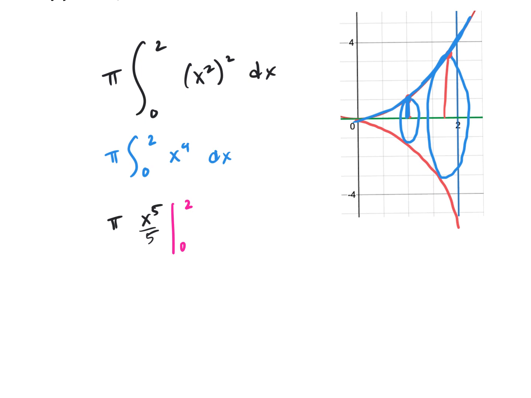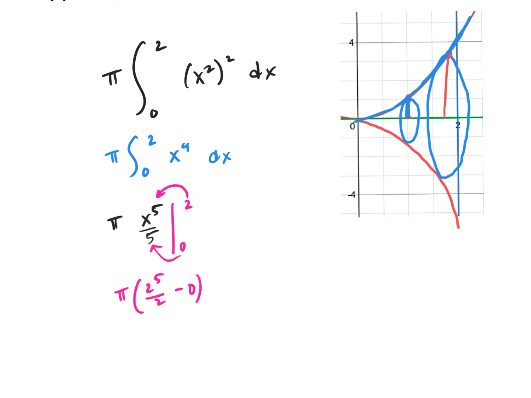Well, it's going to be 0 on the other side. What's 2 to the fifth? And Colin, don't even worry about it. Let's just leave it as 2 to the fifth. So we'd have pi times 2 to the fifth over 5 minus 0. We could throw a 0 in there, but we don't even need it.